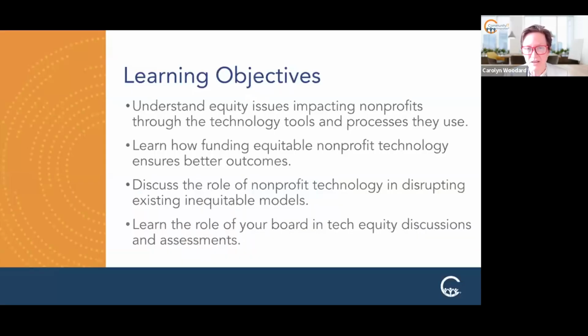First, I'm going to go over our learning objectives. So we hope that by the end of the hour today, you will understand equity issues impacting nonprofits through technology tools and processes that we use. Learn how funding equitable nonprofit technology ensures better outcomes. Discuss the role of nonprofit technology in disrupting existing inequitable models, and learn the role of your board in tech equity discussions and assessments, and why these types of discussions rise to that board level.